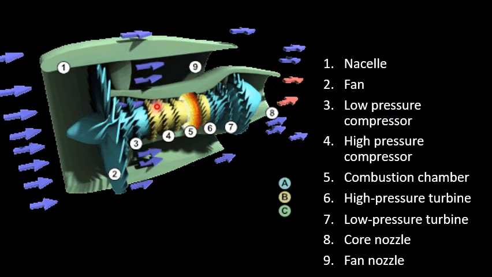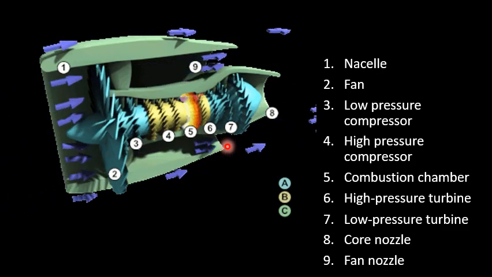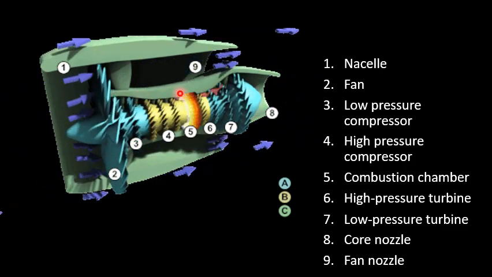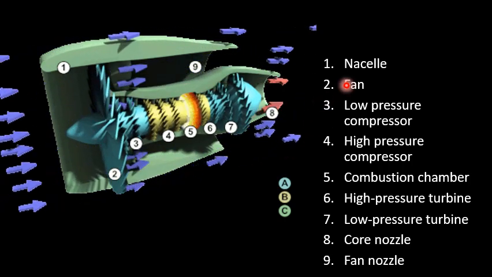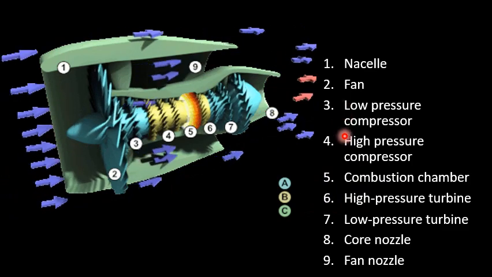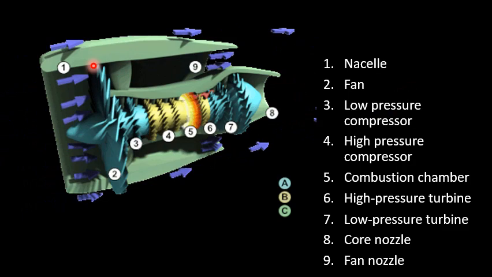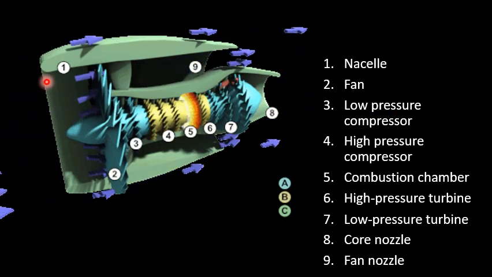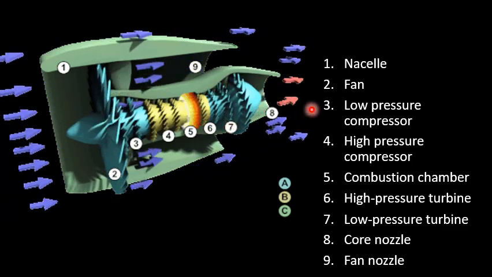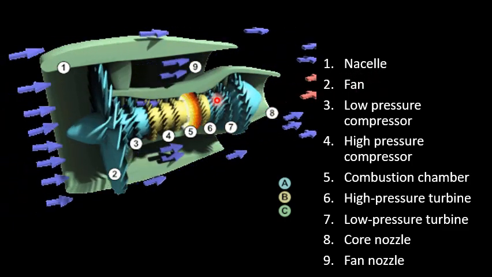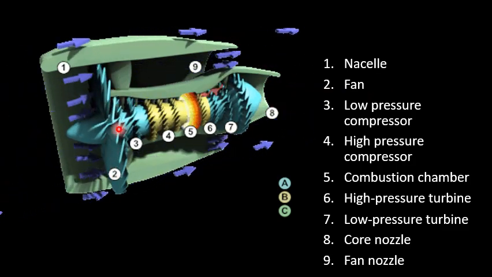In this slide, you can clearly see the various parts of a turbofan engine, and also how the flow of air takes place in a turbofan. Here are the various parts of the turbofan, labeled from 1 to 9. There are 9 main parts. First one is the nozzle. The nozzle represents a cover or a layer that supports or covers the entire engine.